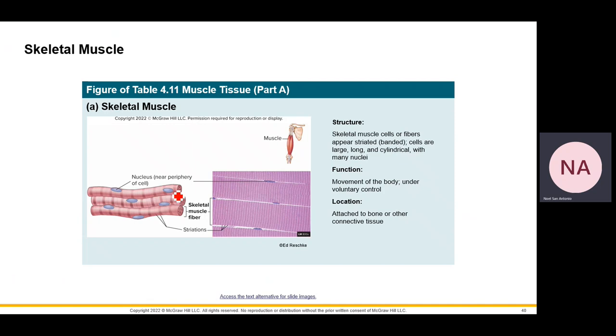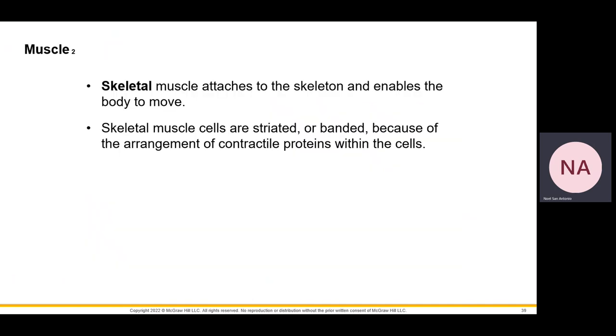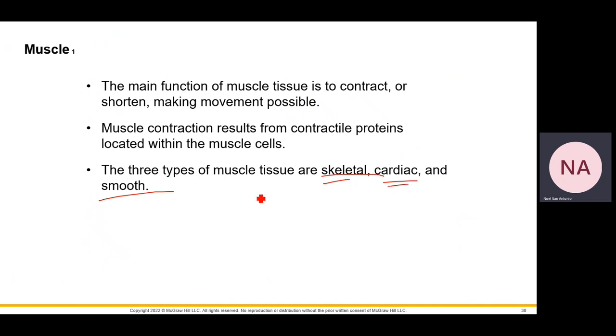Skeletal muscle cells are elongated or cylindrical in shape. Pahaba siya. Hence, they are described as muscle fibers. Okay? And when you look at it under the microscope, they appear striated or banded. Among the three types of muscles in the body, skeletal, cardiac, and smooth, dalawa dyan talaga striated or banded, and that is your skeletal and cardiac. The smooth muscles are not striated, hence they are classified as smooth.